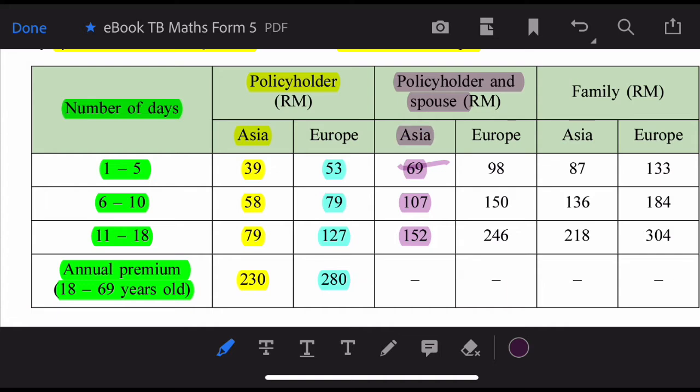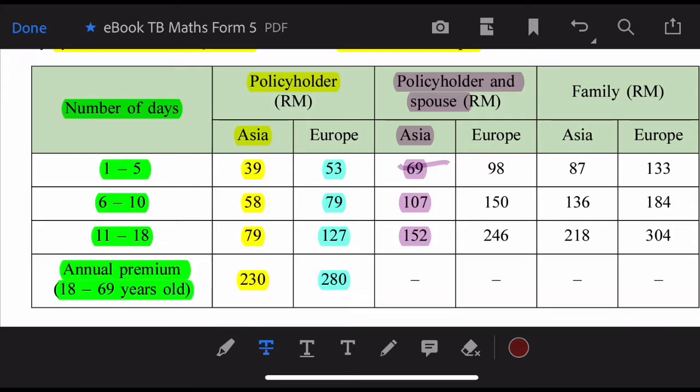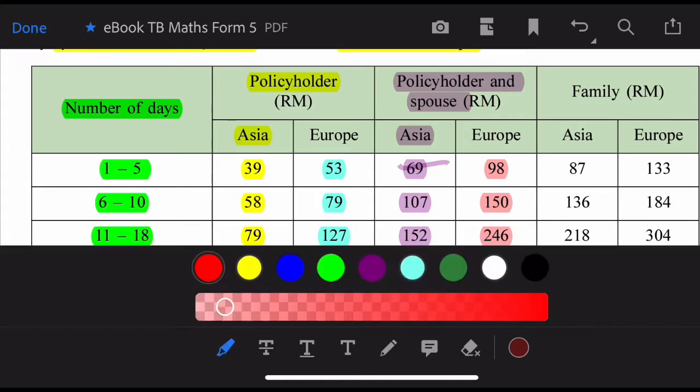And how about Europe? For Europe, the price is a bit expensive, right? It is 98 for 1 to 5 days, 150 for 6 to 10 days, and 246 ringgit Malaysia for 11 to 18 days. And how about for family?